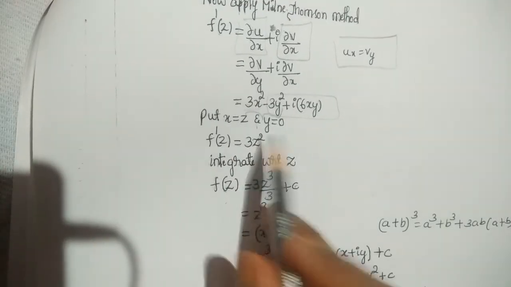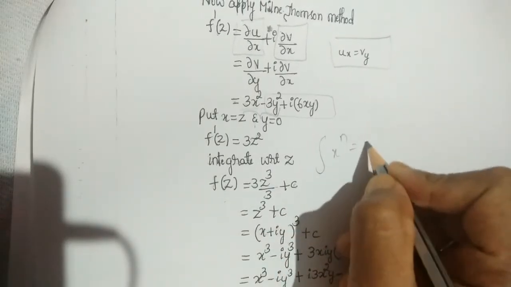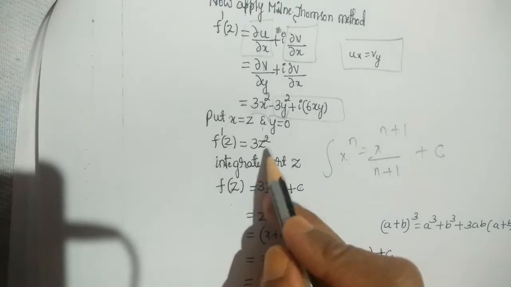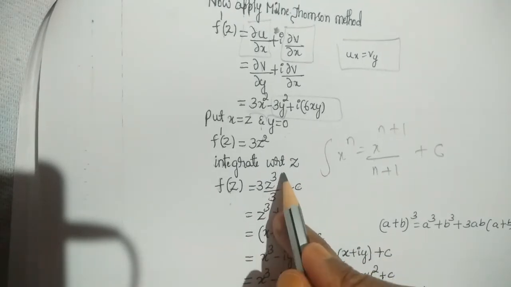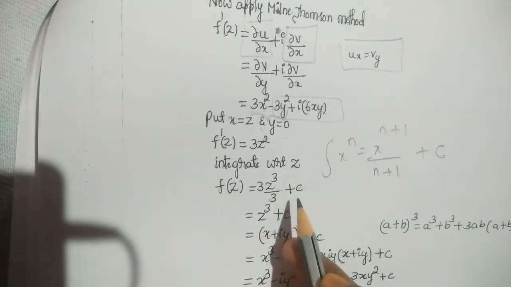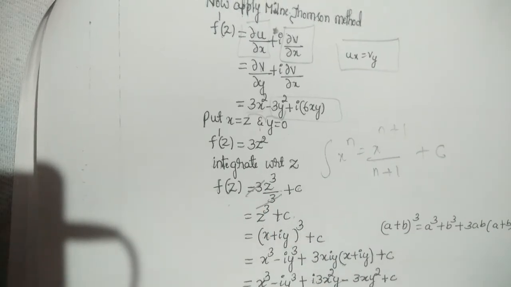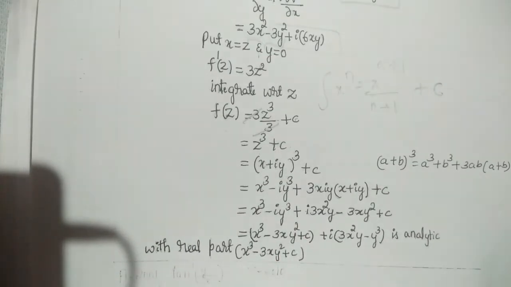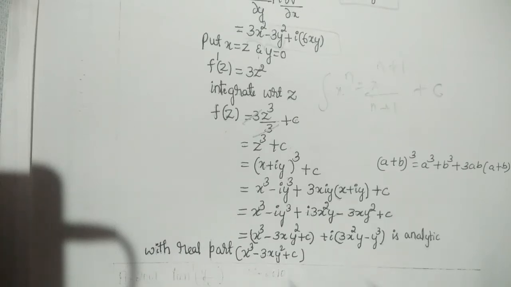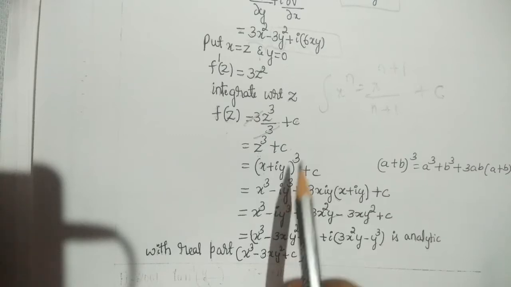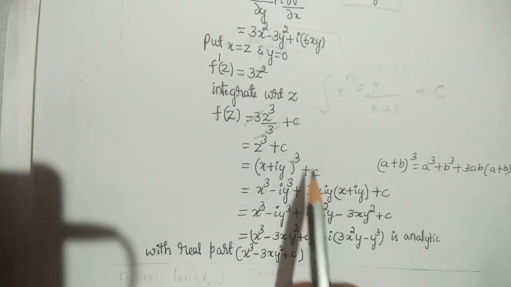What is the integration? We know that the integration of x power n is what? x power n plus 1 divided by n plus 1 plus c. So z square is what? z cube. 2 plus 1 by 2 plus 1. That is z cube by 3 plus c. So 3 gets cancelled. We remain with z cube plus c. What is z? To find the real part, what is it? For that, substitute for z. So z is x plus iy whole cube. So x plus iy whole cube plus c.